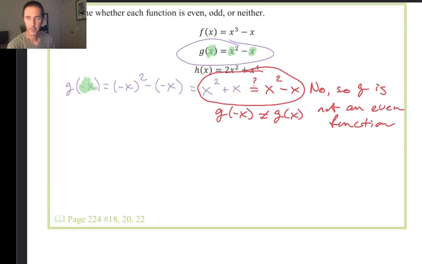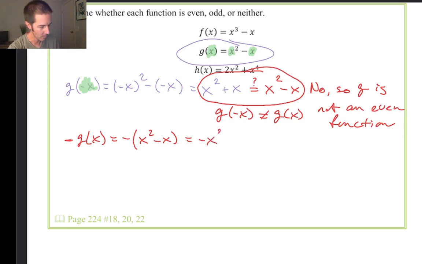Now we're going to make a different comparison. We're going to compare negative g of x, which is the opposite of g of x, which is x squared minus x. So I just put a negative sign in front of that function, which means I negate the entire function, which means I put a minus sign in front of the whole function in parentheses, and then we're going to distribute that negative sign so that we get negative x squared plus x.